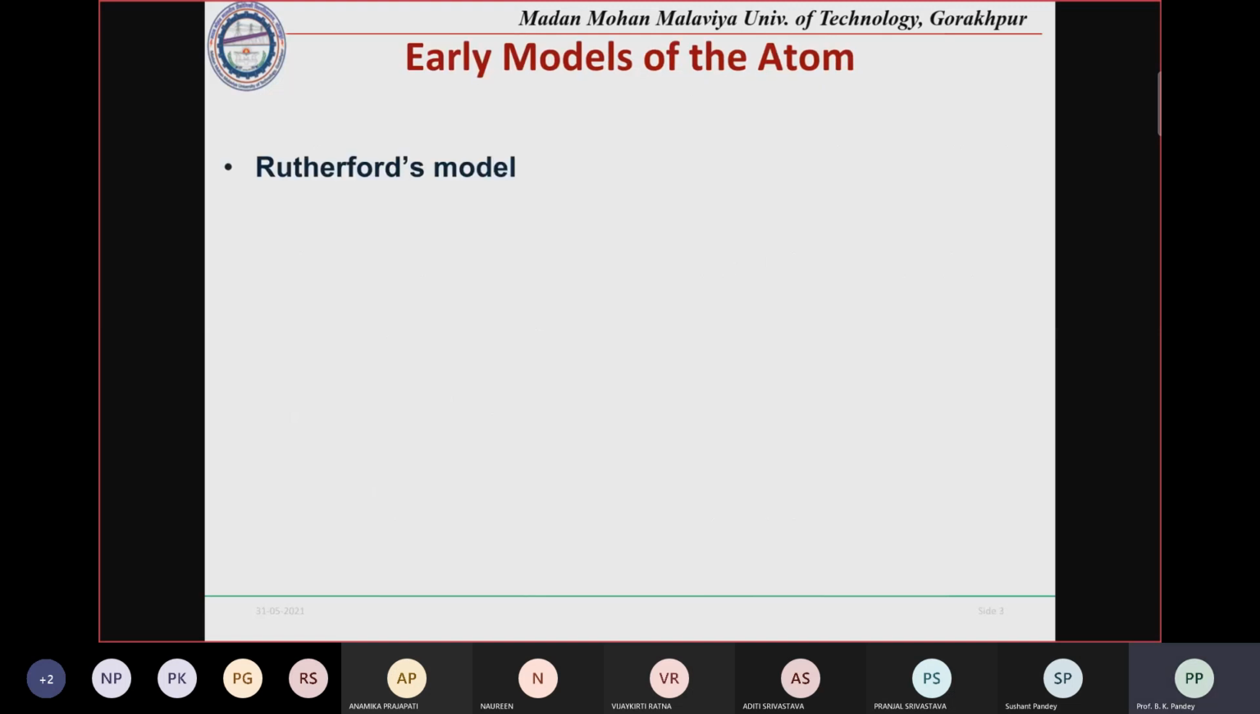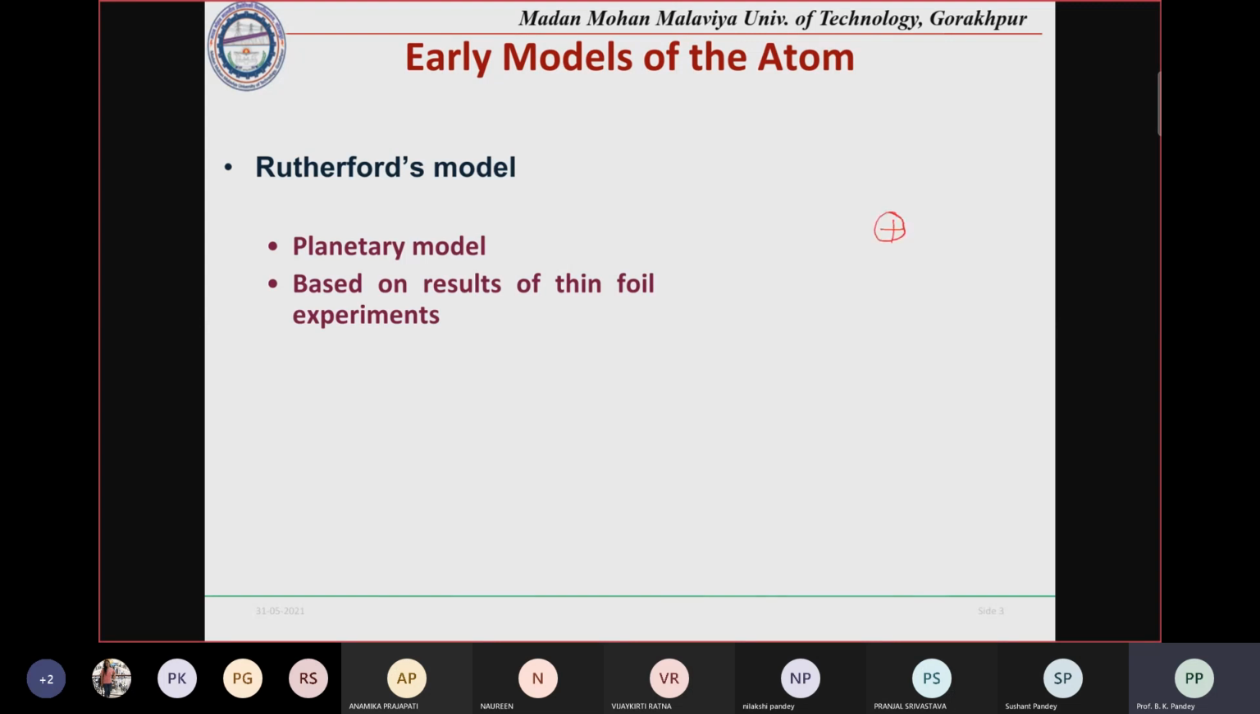What was the early model? You might have read the Rutherford model. That is the planetary model. Planetary model means just as a sun is there and all the planets are revolving around the sun. ऐसे ही न्यूक्लियस एक सेंटर पर है और इस न्यूक्लियस के चारों तरफ ऑर्बिट में इलेक्ट्रॉन रिवॉल्व कर रहा है. This idea was suggested by Rutherford at the very beginning of the 20th century.